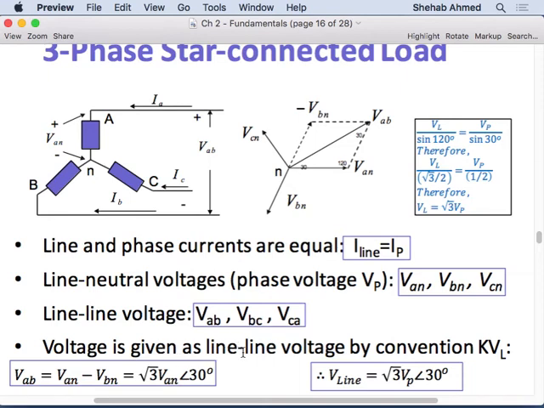Voltage is typically given as a line-to-line voltage in problems, so you have to make sure that you pay attention to that. If you want to know the phase voltage, you have to use this relationship: the line voltage is equal to the phase voltage multiplied by square root of 3, and phase advanced by 30 degrees. We will do an example, so it should not be a problem. Any questions on this?